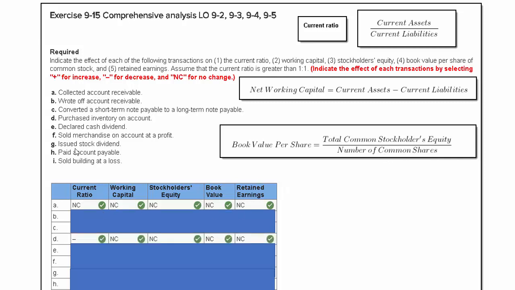Okay, now let's take a look at transaction D. We purchased inventory on account. When we purchase inventory on account, what happens? Well, inventory increases. That's a current asset. So current assets are going to go up. What about current liabilities? Well, it goes up too. Accounts payable. We owe that money to someone. But we're seeing here that the current ratio goes down. Now, you may be wondering how that works. Let me explain that.